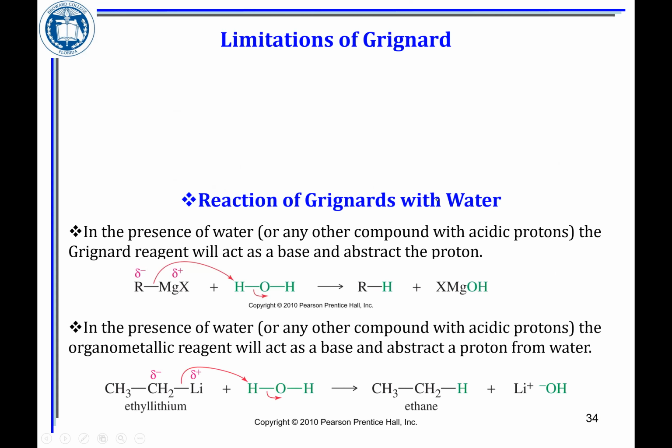Okay. What happens if you add water to Grignard? It would destroy the Grignard. It would give you the alkane and then a precipitate. That's what we are very concerned about. You don't want to have water until you're done with your reaction.